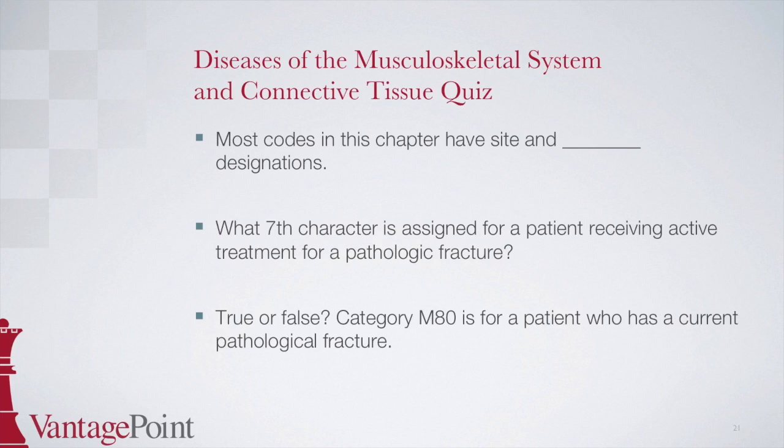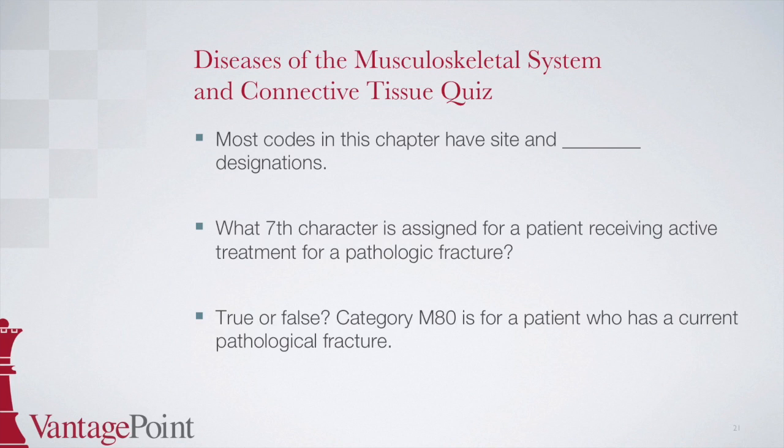Now it's time for our quiz. Our first question is, most codes in this chapter have site and blank designations. The second question is, what 7th character is assigned for a patient receiving active treatment for a pathologic fracture? The last question is true or false. Category M80 is for a patient who has a current pathological fracture. You can pause the webinar to write down your answers and then hit play to find out if you were correct.